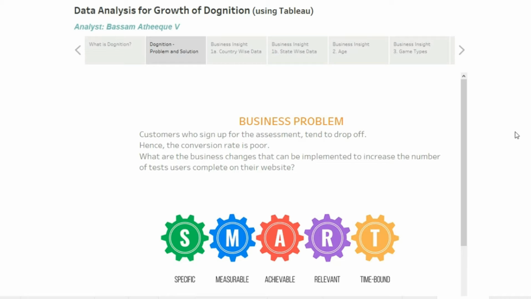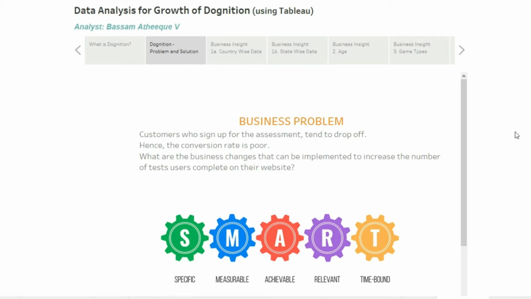Now here is a business problem which Dognition has given us, and we are creating this project in order to solve it. So let's just go through the business problem which is available on the screen. Let's just give it a read. Customers who sign up for the assessment tend to drop off. Hence, the conversion rate is poor. What are the business changes that can be implemented to increase the number of tests users complete on their website?